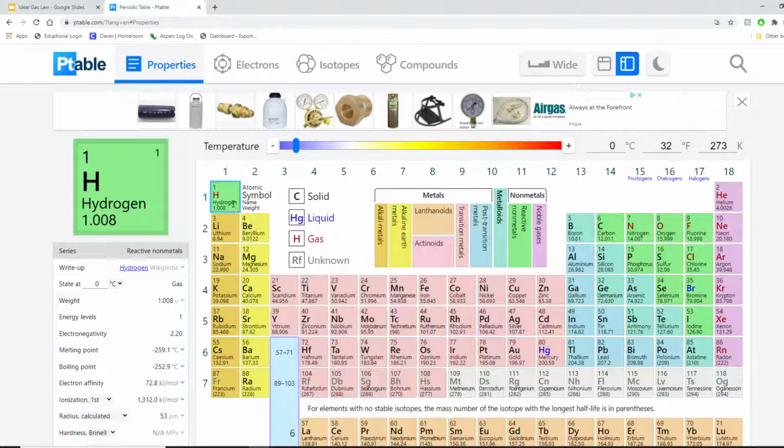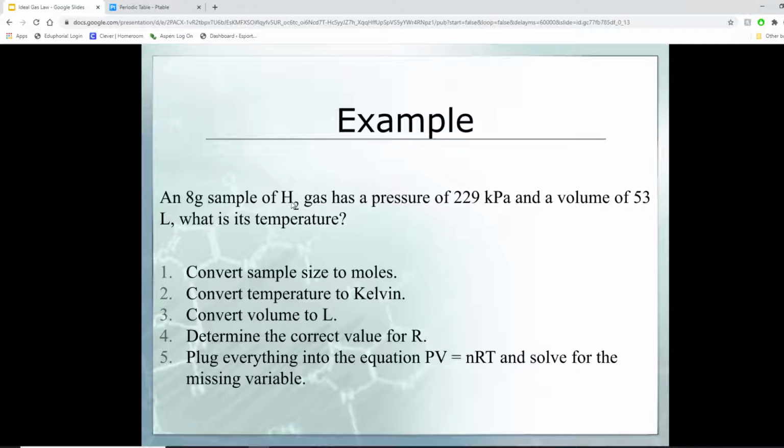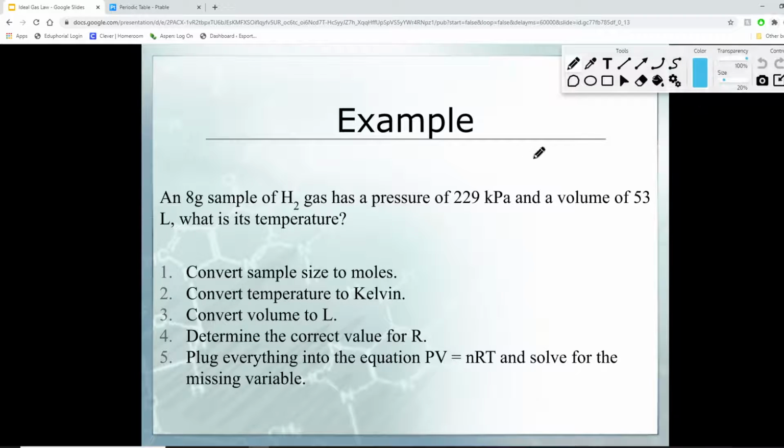So if we come over here and look at the periodic table, we can see that hydrogen has a molar mass of 1. And then the formula for this gas is H2, which means we have 2 of those hydrogen atoms. So 1 times 2 is 2. And if you guys remember, anytime you're converting from mass to moles, you're going to divide the mass of your sample by the molar mass of the compound. So here we're going to have 8 grams divided by our molar mass of 2. So we come out with a total of 4 moles of hydrogen gas, of H2.